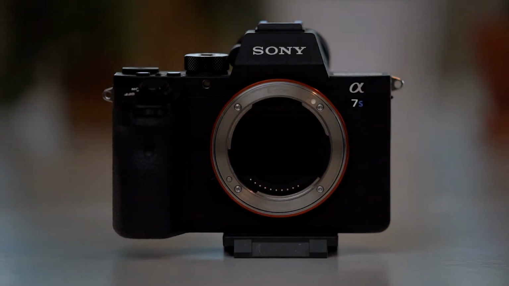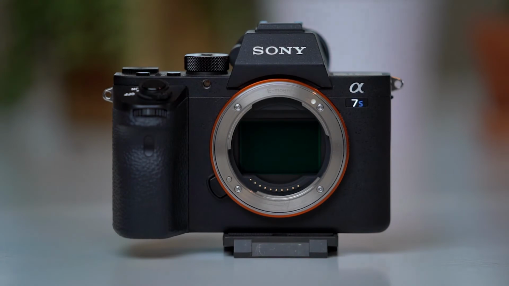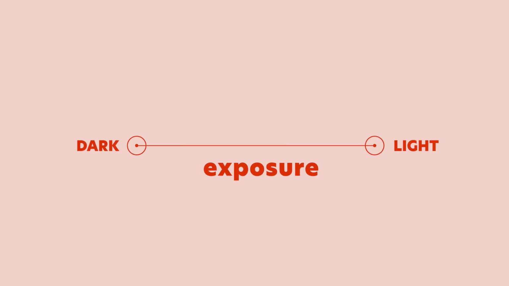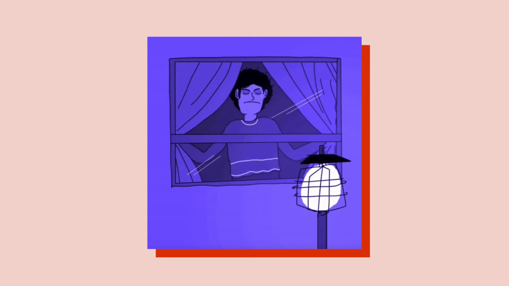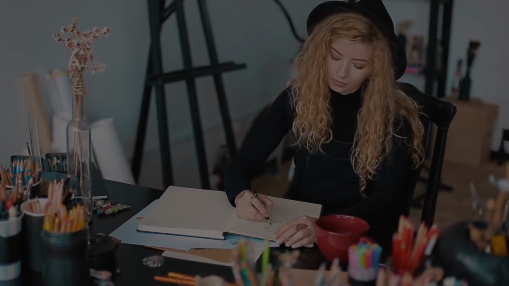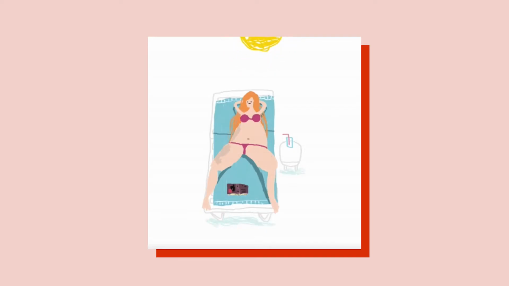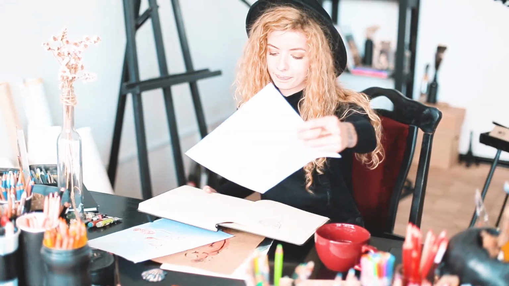Now, the amount of light that your camera's sensor is exposed to is called exposure. And that affects how light or how dark the picture is that your sensor takes, or how light or dark is each frame of your video. If your sensor is underexposed to light, your footage is gonna be too dark. And if it's overexposed, it's gonna be too light.